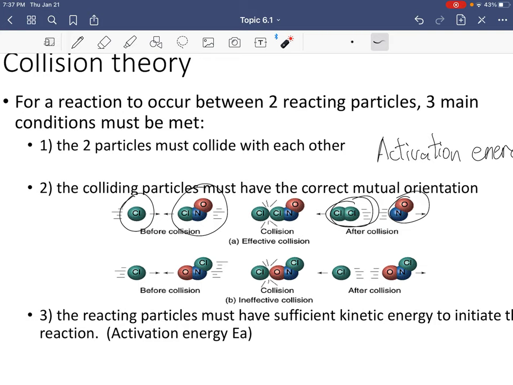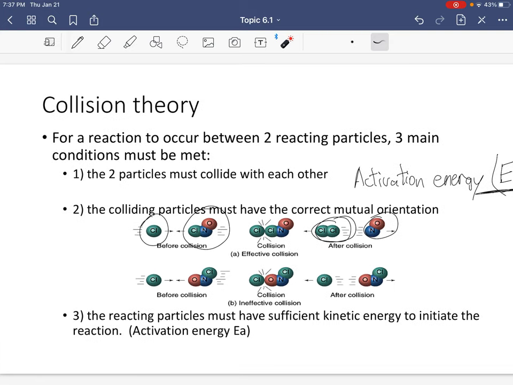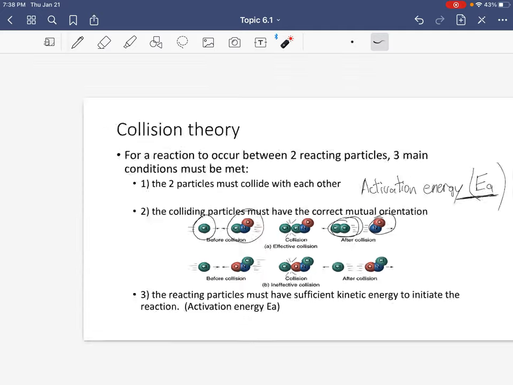Number three. Oh, which we kind of talked about already. Yeah. Why did I talk about this here? I mean, number one is supposed to be just two things finding each other. Number two, hit it at the right place. Number three, hit it with the right amount of energy. So here you go. That's the collision theory in terms of a reaction. That's simple, I guess.